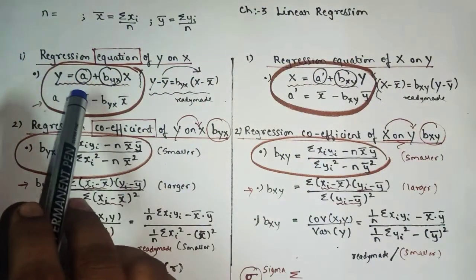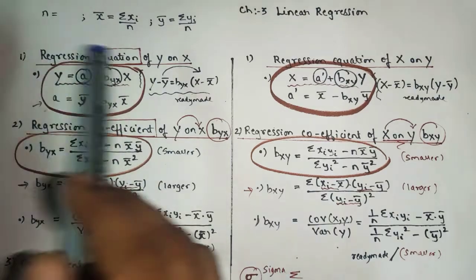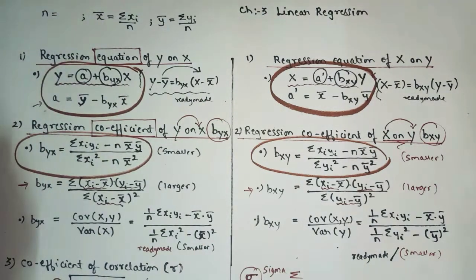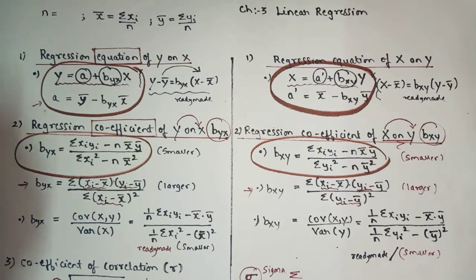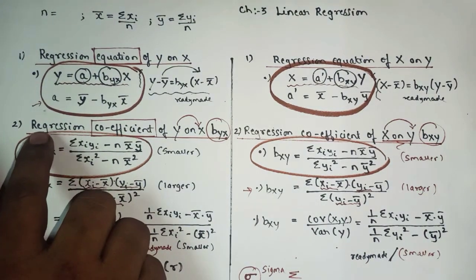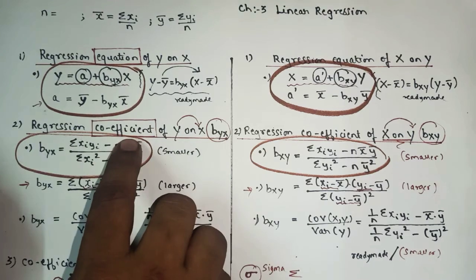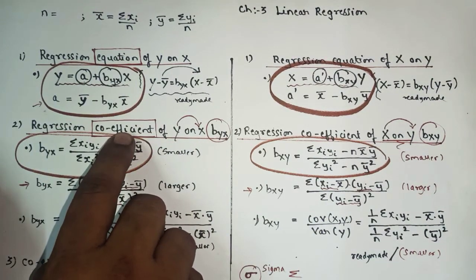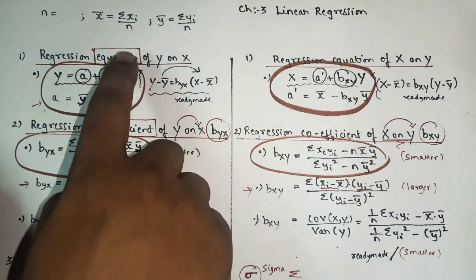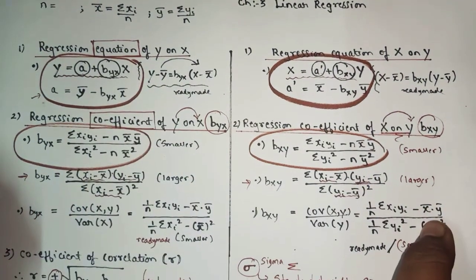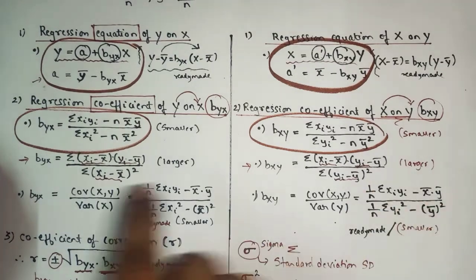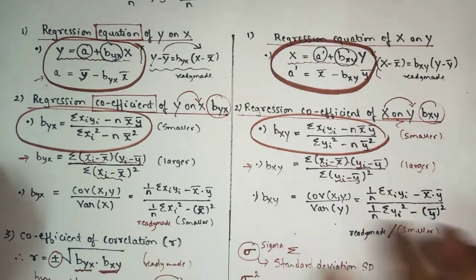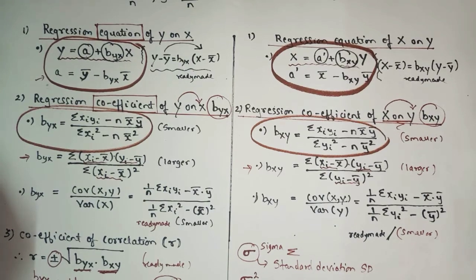Now it is up to you. If you want to apply the first one, you can apply the first. If you want to apply the second, still you will get the same answer. Don't worry. Okay. Now the second point is what? Regression coefficient. This is equation, this is coefficient. What do you mean by coefficient? Remember this. Equation, coefficient, and there is one more word which is known as coefficient of correlation. These small things you have to remember.